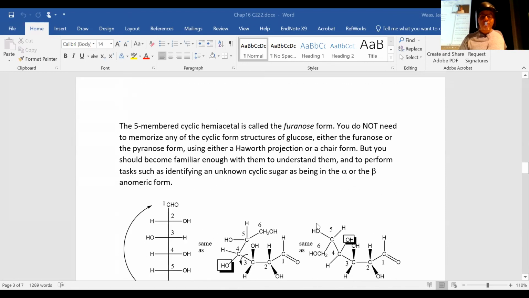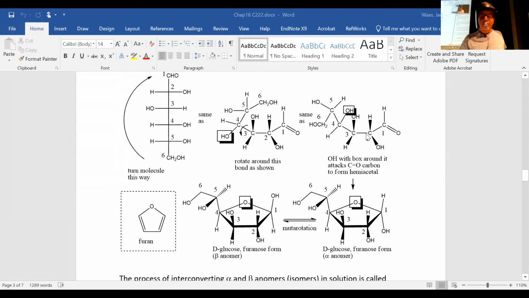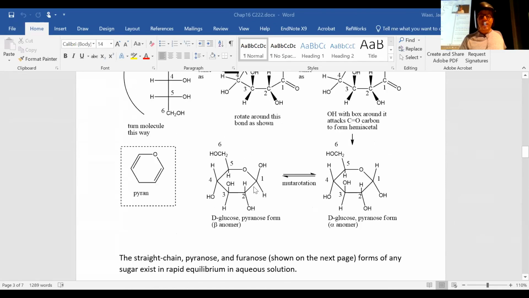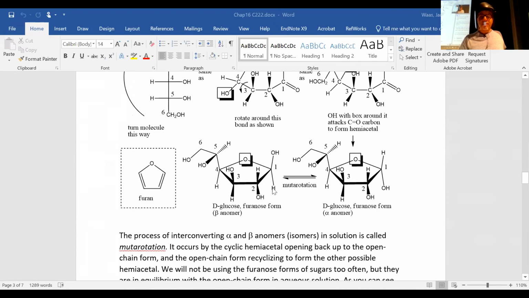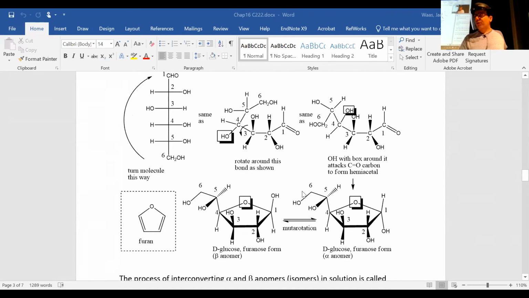I won't have too much to say about the furanoses, though I did point out how it is that we get from the straight chain form to the furanose. In this case, it's a different OH group that we form the hemiacetal with. There's alpha and beta forms of that as well. I don't think I care very much if you memorize these, but I care even less if you memorize these. But I just wanted to point out what those structures are and to show you where they come from.